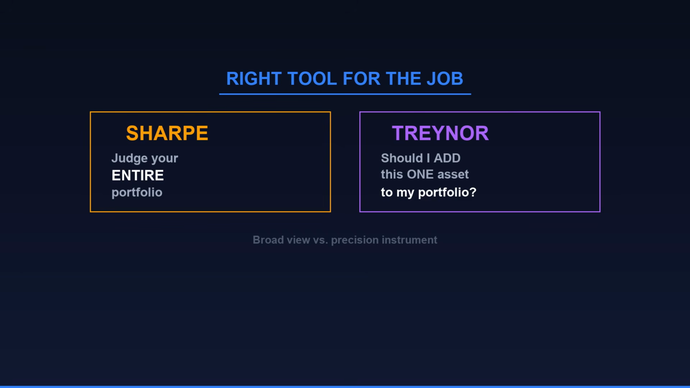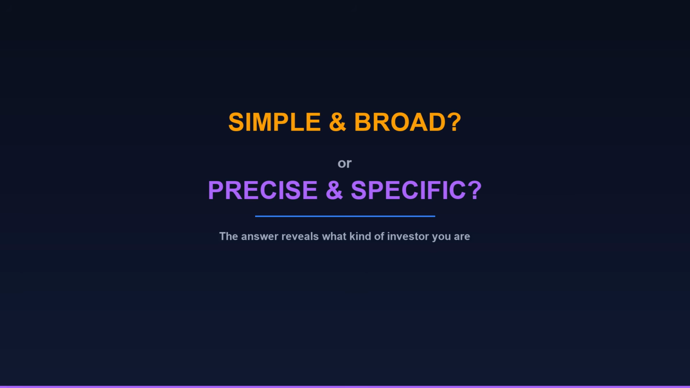And this choice between Sharpe and Treynor really gets to the heart of a key question in finance. Do you prefer a simple tool that gives you a broad but maybe flawed picture? Or do you go for a more complex, precise tool that tells you something very, very specific? The answer really reveals a lot about what kind of investor you truly are.